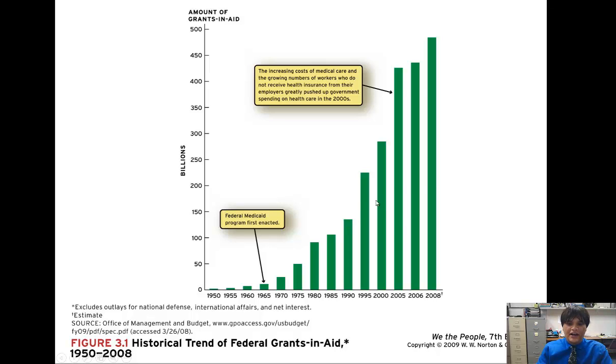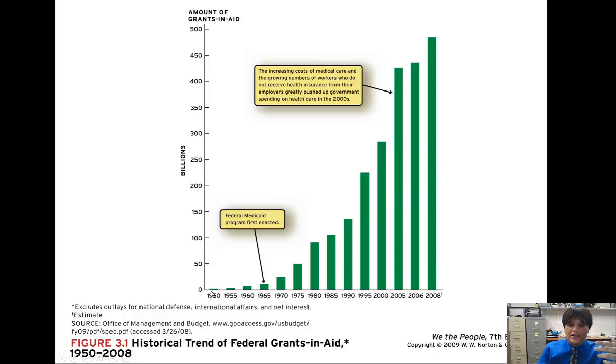Where it really takes off is during the Bush administration here in 2000. You have the Bush administration right here that has the 9/11 attack, and so what they need to do is raise grants and aid to the states in order to provide for these Homeland Security grants. Also, you have the increasing cost of Medicare, and the growing number of workers who do not receive health insurance from their employers greatly pushed up government spending on health care. Government was really concerned about these people that were not insured, and so the government needs to cover those costs for those people that are not insured.